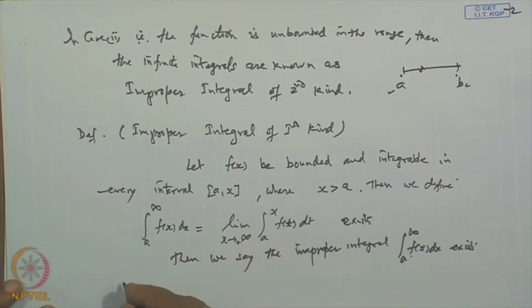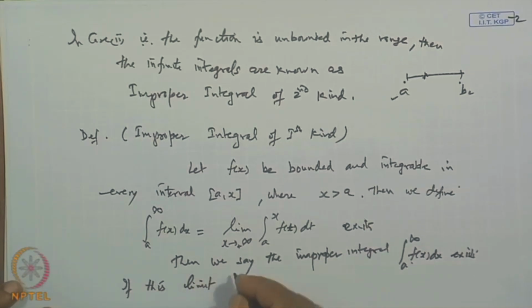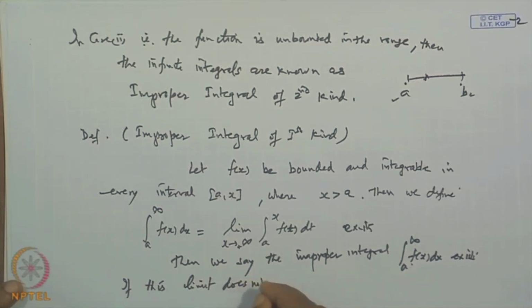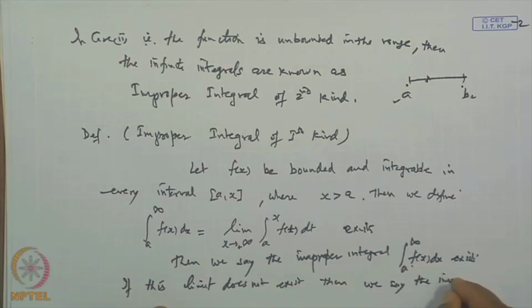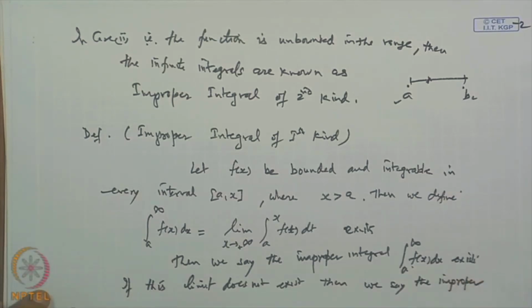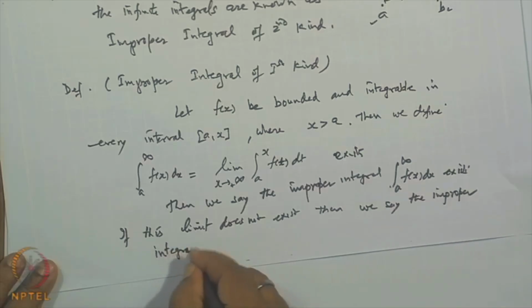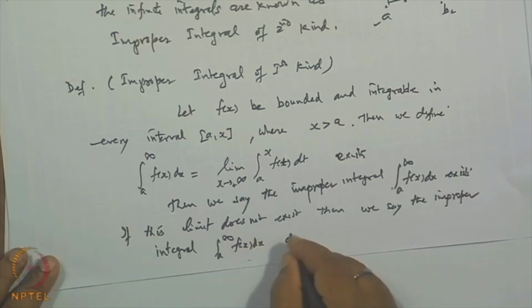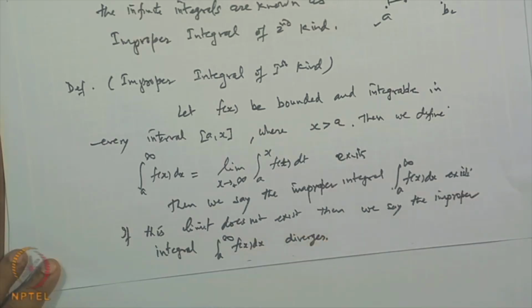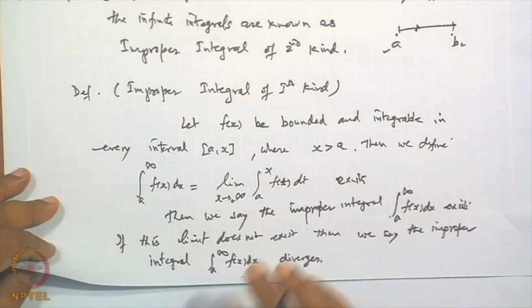If this limit does not exist, then we say the improper integral from a to infinity of f(x) dx diverges. Either it comes out to be infinity or the limit does not exist, we say it diverges.